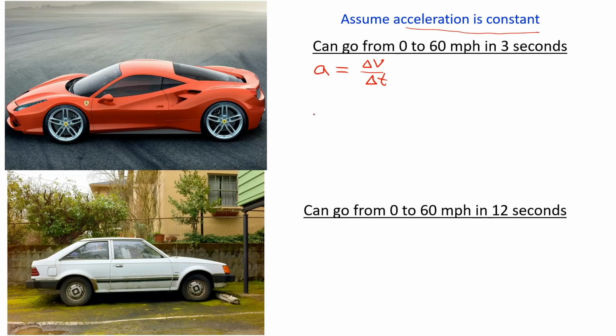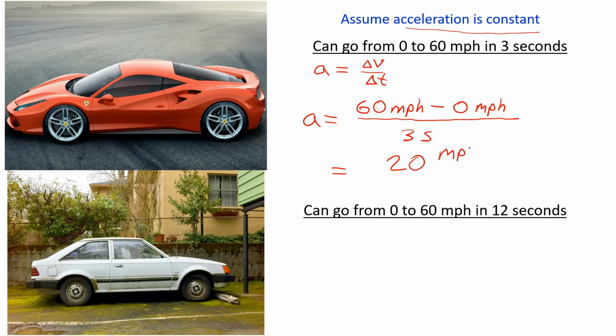So for this problem, the change in velocity is a difference. So I need to take the final velocity, which was 60 miles per hour, and I need to find the difference between the starting velocity, which was 0 miles per hour. And it's important to understand that it's the change in velocity, not the velocity over time. So the interval of time is 3 seconds. So this would be 20, if I do the math, miles per hour per second.